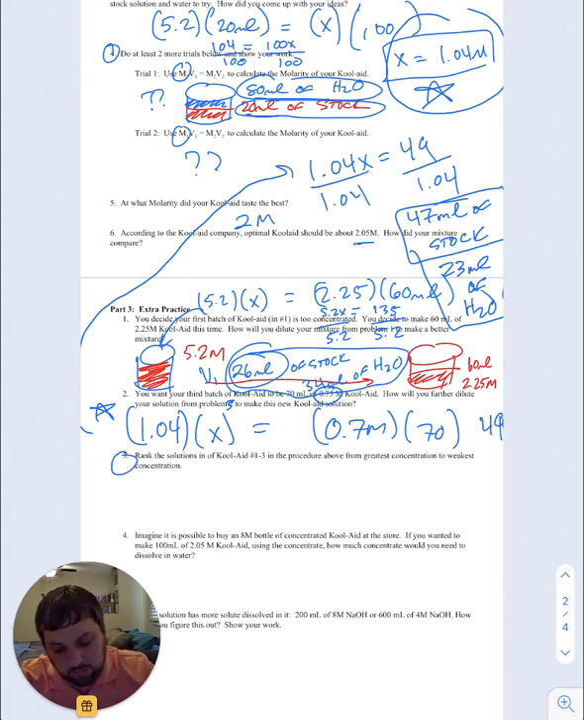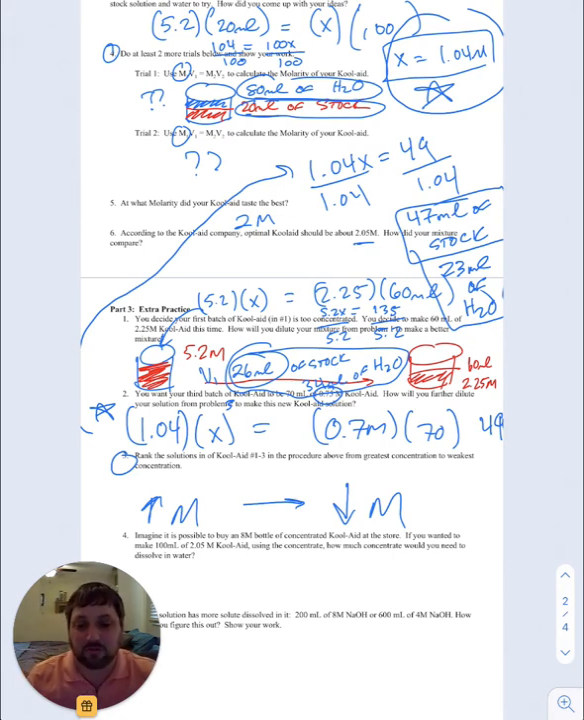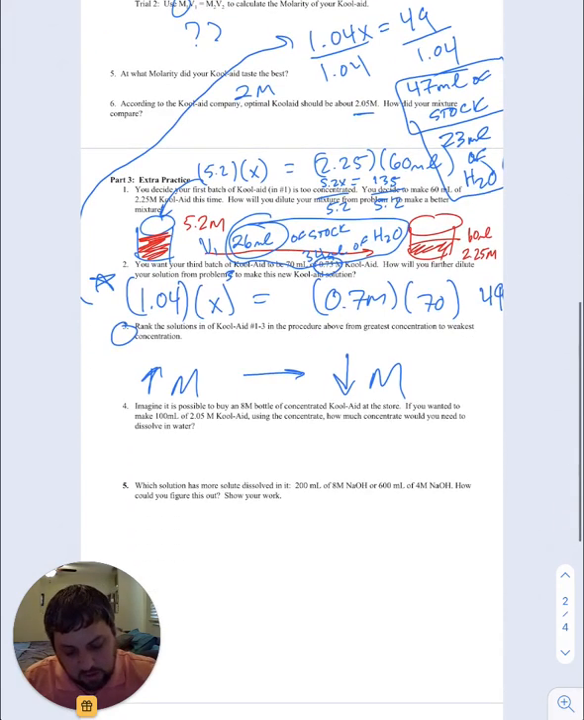Okay? Number 3, the greater the M, right? The greater the concentration, or excuse me, the greater the number in front of that concentration sign means it is more concentrated. So you would go your largest molarity to your smallest molarity, whatever that looks like for you. Okay. Number four, we are using perhaps a different formula.